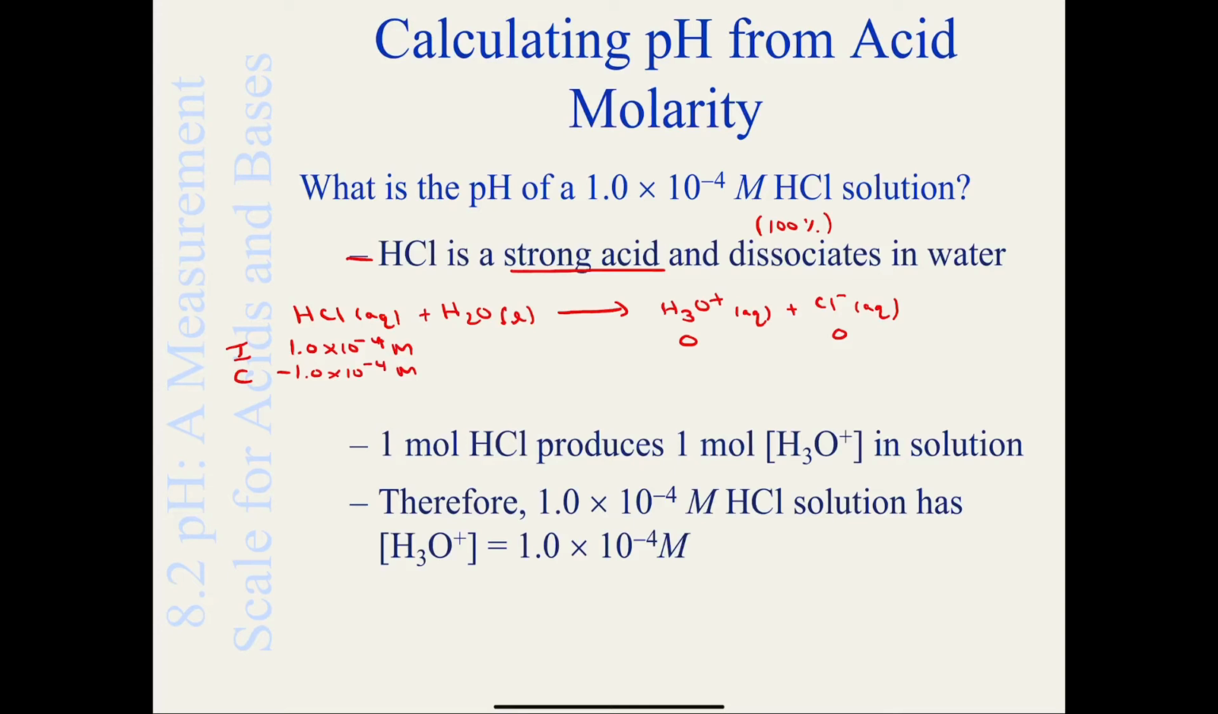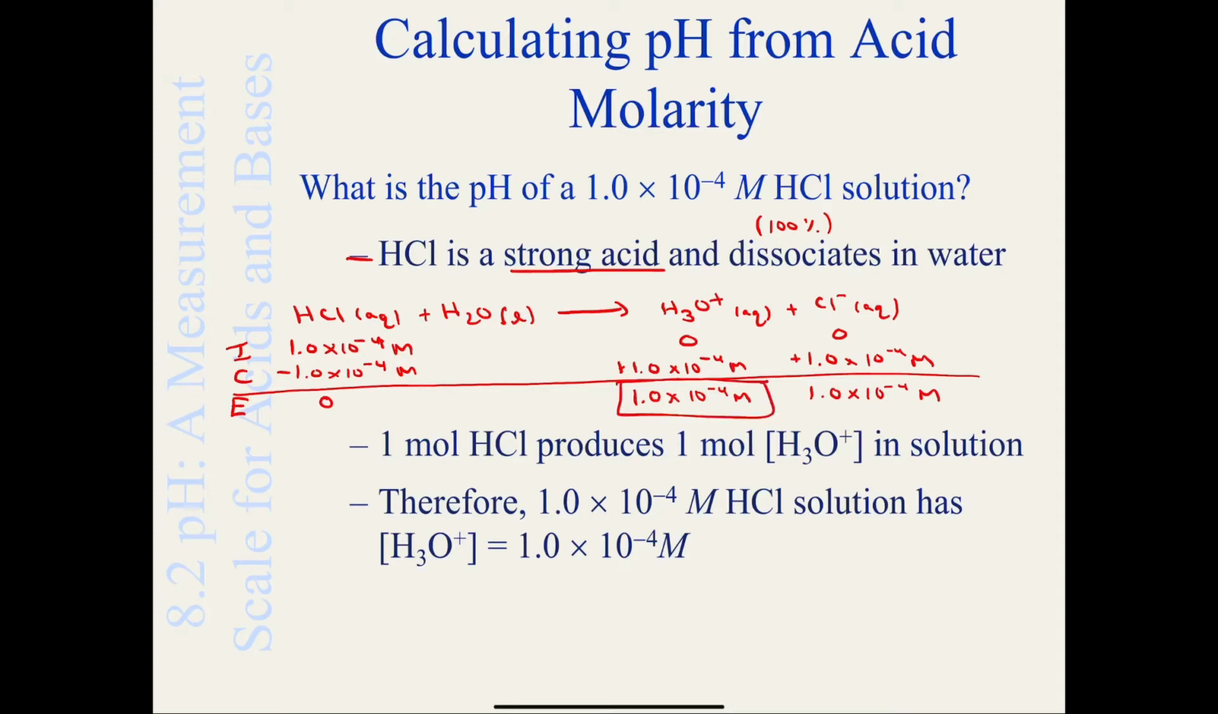And since the stoichiometric ratio of HCl to hydronium to chloride is 1 to 1 to 1 in this balanced equation, I know that if I lose 1.0 times 10 to the negative 4 molar of HCl, I'm going to gain 1.0 times 10 to the negative 4 molar of hydronium. And the same thing applies for my chloride. So that means that at equilibrium, all I have to do is tally these numbers up. Now 1.0 plus negative 1.0 gives me 0, and the concentration of my hydronium is going to be 1.0 times 10 to the negative 4 molar. Now that's the only thing I'm interested in in order to calculate my pH.